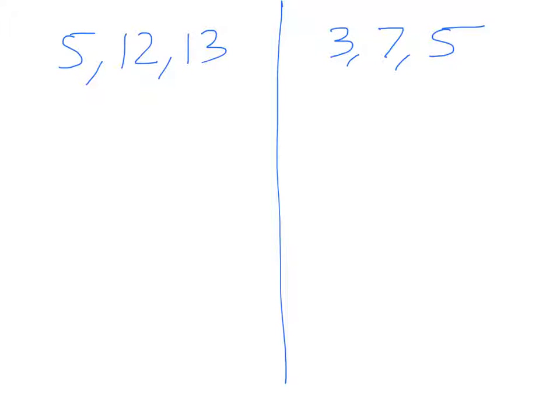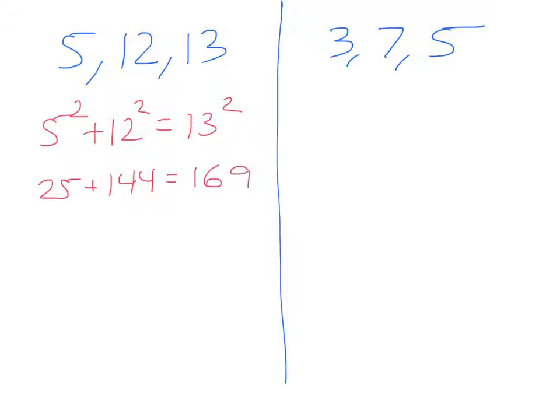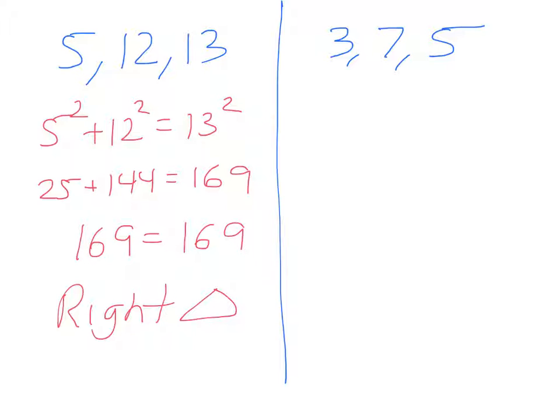All right. Let's see if you got these right. If you did, you would have looked at 5, 12, 13, and you would have asked, is 5 squared plus 12 squared equal to 13 squared? Is it? Yes, because 25 plus 144 equals 169. So 169 equals 169. So this is, in fact, a right triangle.